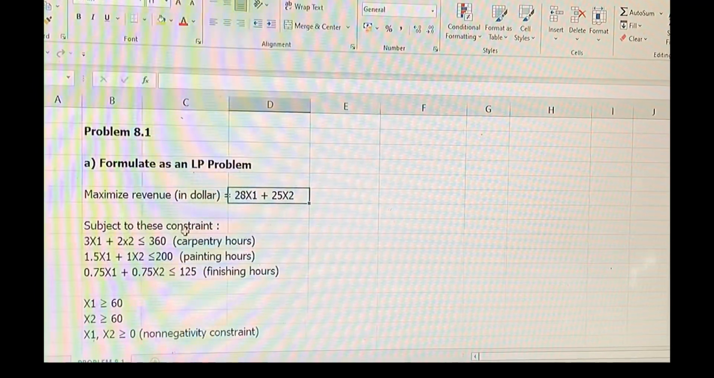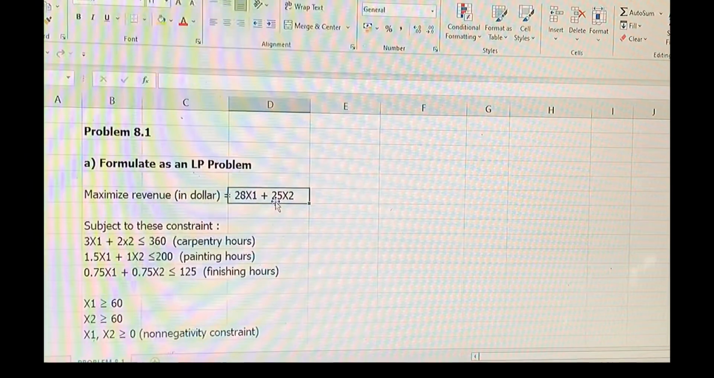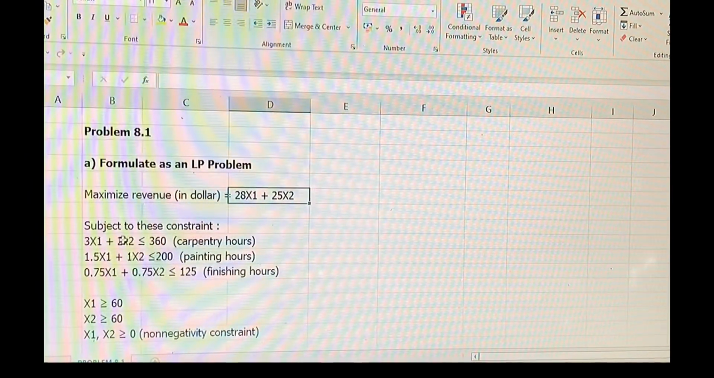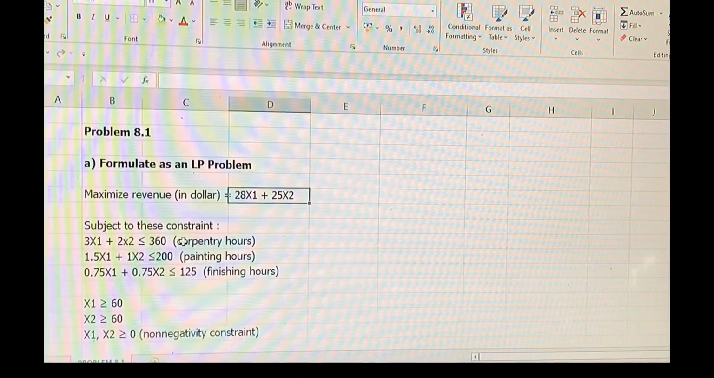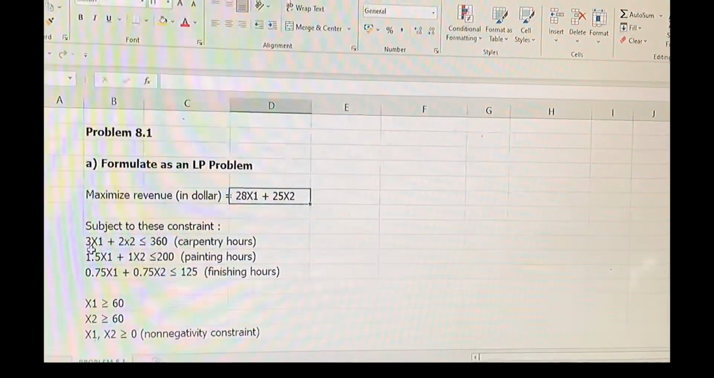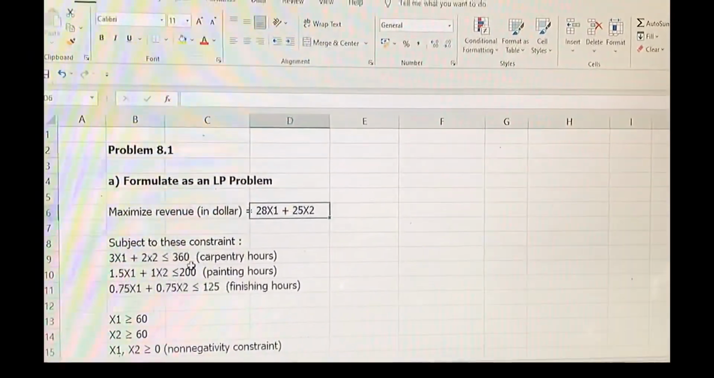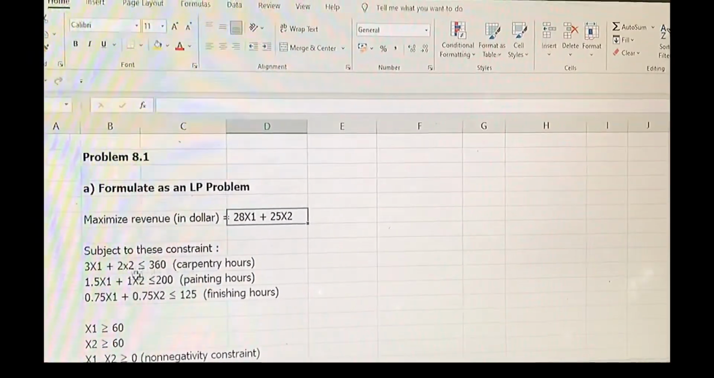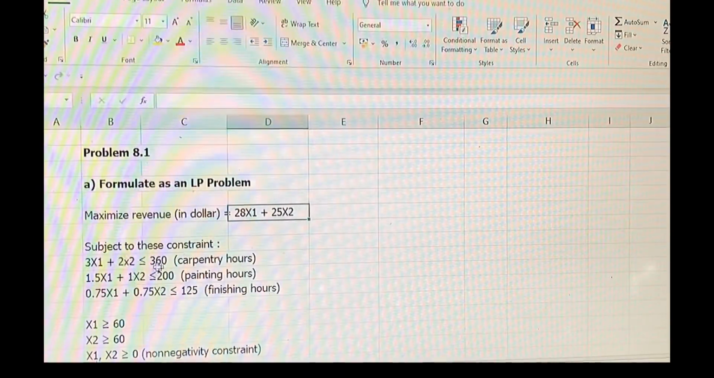We will maximize revenue equal to 28x1 plus 25x2, subject to these constraints. Carpentry hours for x1 is 3 and x2 is 2, and department capacity in hours is 360. So I conclude the constraint is 3x1 plus 2x2 less than or equal to 360.